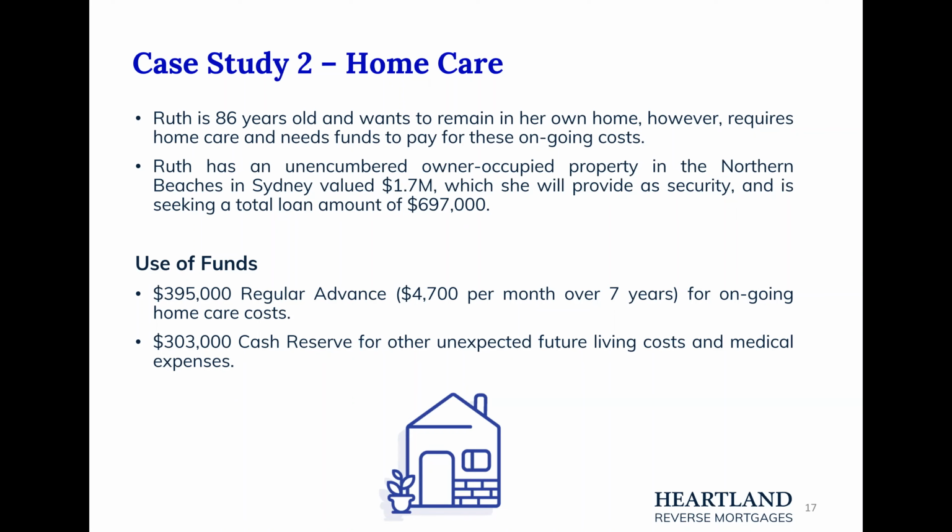$697,000. In this case, she only requires funds for those ongoing home care costs. So basically a regular advance of $4,700 per month over 7 years, and on top of that, a $303,000 cash reserve for any other unexpected future living costs and medical expenses.